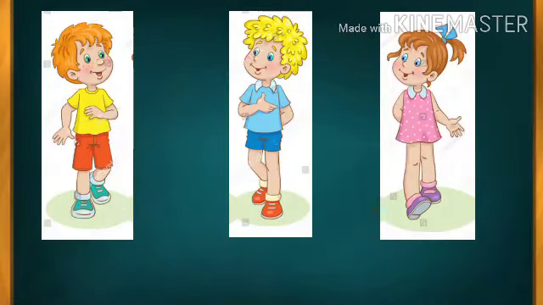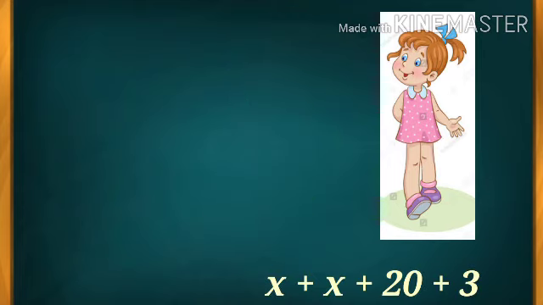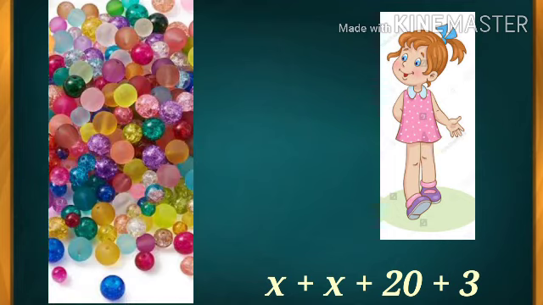Say Kannan has got x number of beads. Aravind is said to have 20 beads more than Kannan. So Aravind has got x plus 20 beads, while Kavita is said to have 3 beads more than Kannan and Aravind together have. So the number of beads that Kavita has is given by x, the number of beads that Kannan has, plus x plus 20, the number of beads that Aravind has, plus 3. Therefore, the number of beads that Kavita has is given by x plus x plus 20 plus 3.